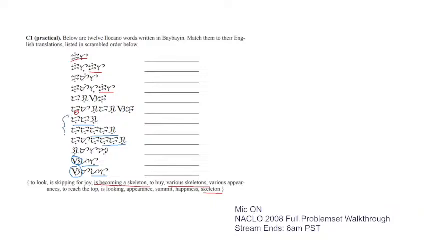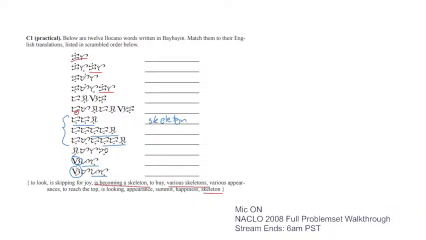Okay, I'm gonna guess these three are the skeleton related ones because there's only 3 of them. So let's just put them in right now and just guess. We have skeleton, and then we have to figure out various skeletons and is becoming a skeleton. Let's find another one for various appearance. Okay, so that's the issue. I think the object comes last.